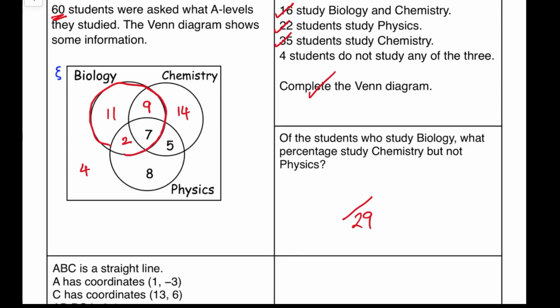What percentage study chemistry but not physics? So I want them to study chemistry, so I want these ones here. But I don't want them to study physics, so I just want these ones here, which is this 9 number here. So therefore the answer to this one is going to be 9 over 29.